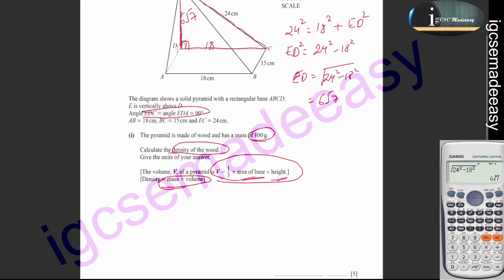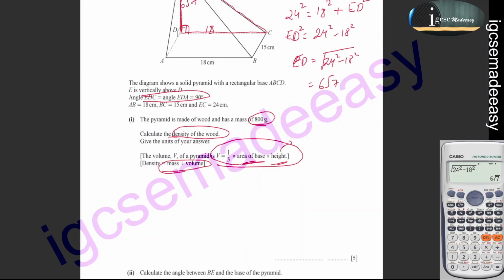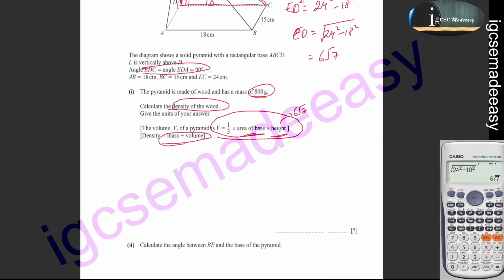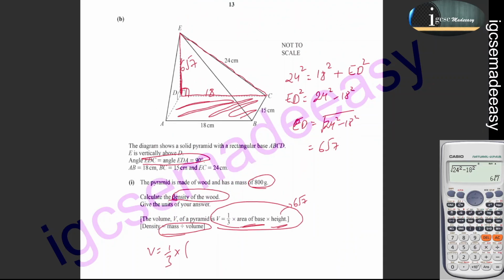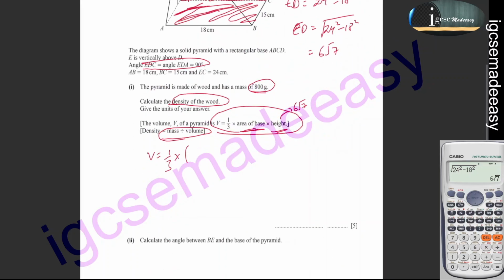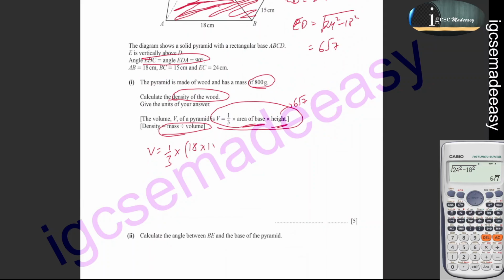Okay, you can use that. So the height we got is 6 root 7. Now we just have to put it in the volume. Volume is equal to 1 by 3 into the area of the base. The area of the base is length into breadth, 18 into 15. Then 18 into 15 into the height, which we just got, that is 6 root 7.